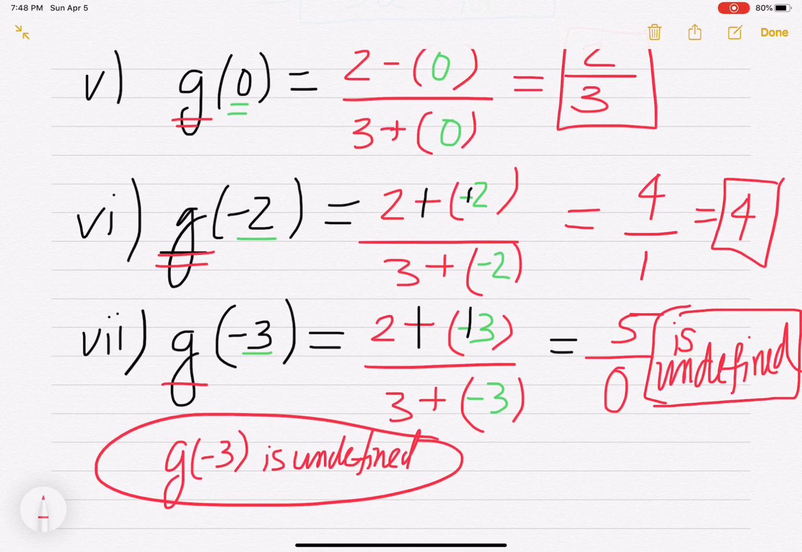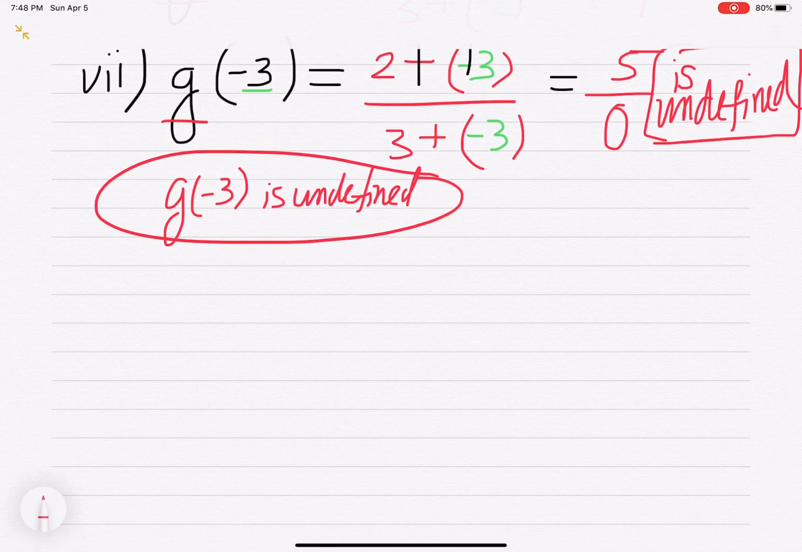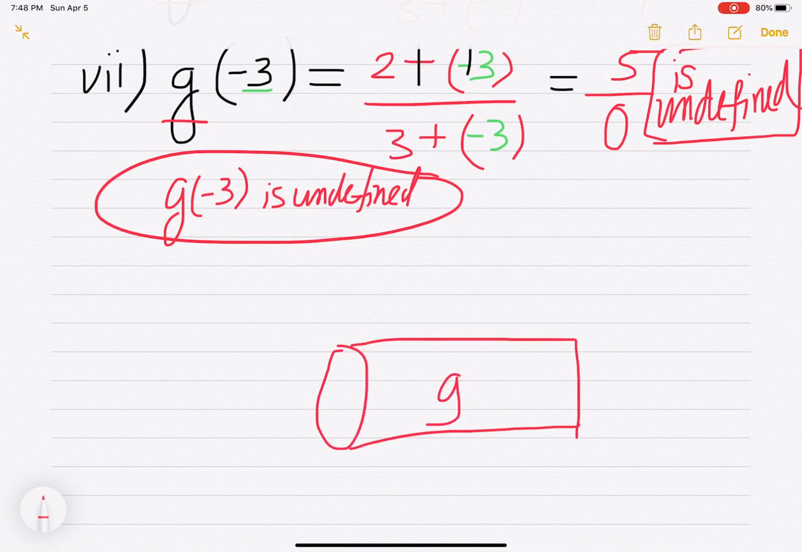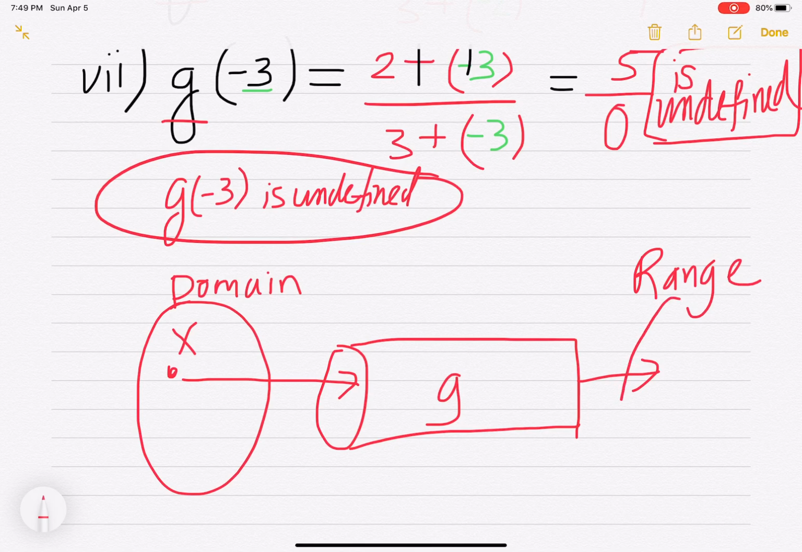Or one other way to say this: if you imagine g as a machine, let me draw a picture. Over here we have the stuff, this is called the domain, right? This is the stuff that we can plug into the machine. You can plug in some x values. And you get out over here what they call the range, right? This is the stuff that comes out, the y values. So sometimes there are values that you're not allowed to plug in, like negative 3. You're not allowed to plug it into the machine.